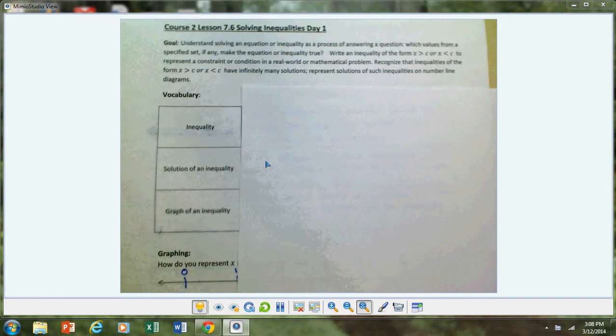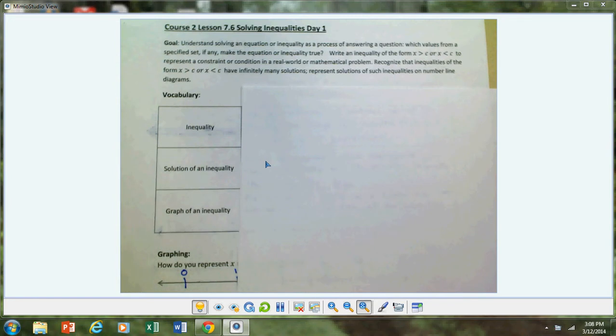Okay, ladies and gentlemen, our job today is for lesson 7.6, solving inequalities, day 1. Our goal is to understand solving an equation or inequality as a process of answering a question. Which values from a specified set, if any, make the equation or inequality true? Write an inequality of the form x is greater than c or x is less than c to represent a constraint or condition in a real-world or mathematical problem.